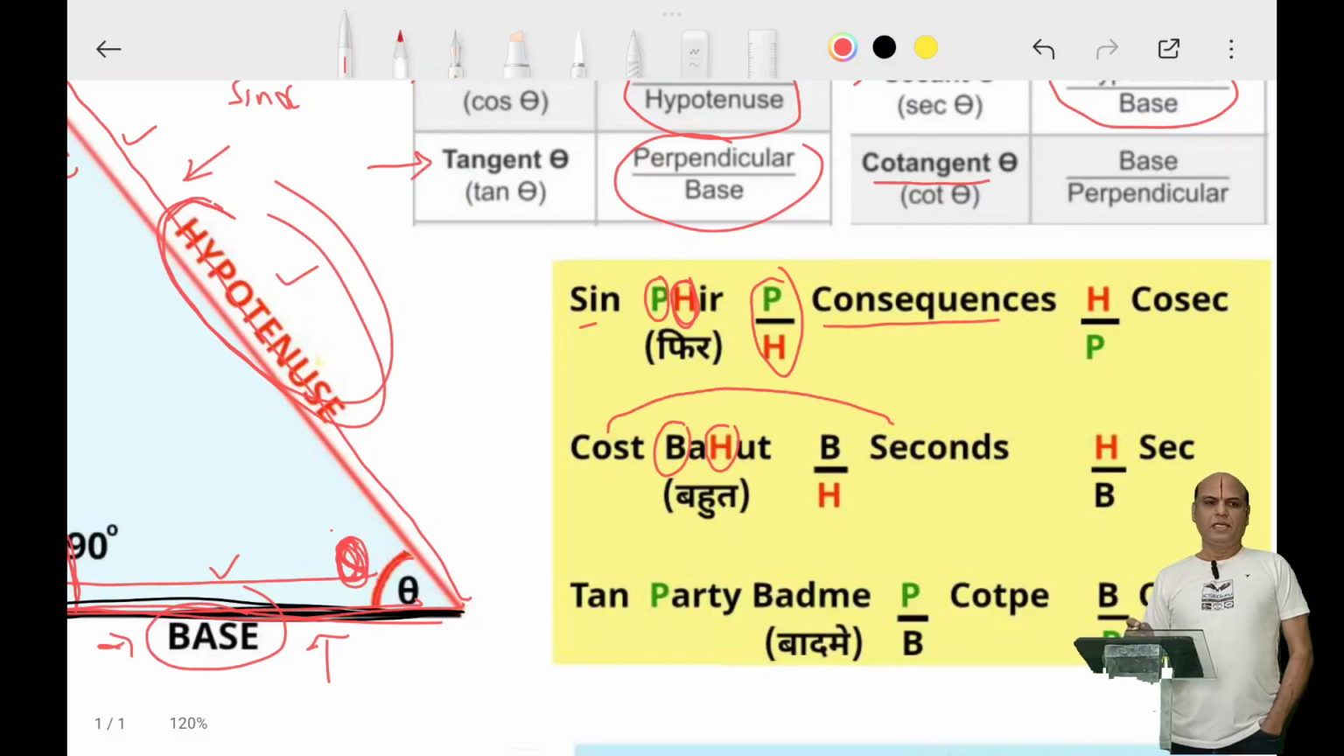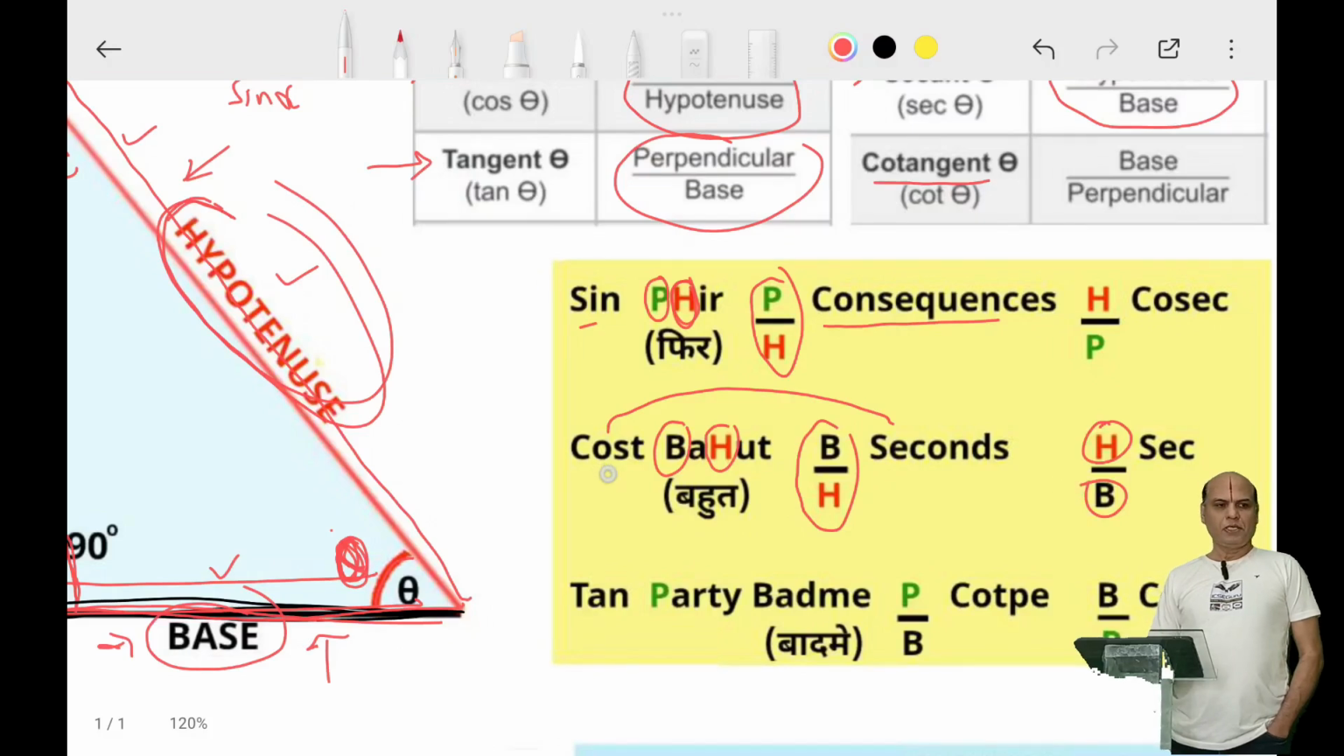Secant is nearly sounding similar to secant. So cos inverse would be secant, and the ratio would be, here it is base by hypotenuse, so it is the inverse of that, hypotenuse by base. So when you want to remember the cos ratio, cos बहुत, so b base on the numerator and h on the denominator. Okay. Then tan theta, how do you remember tan theta?